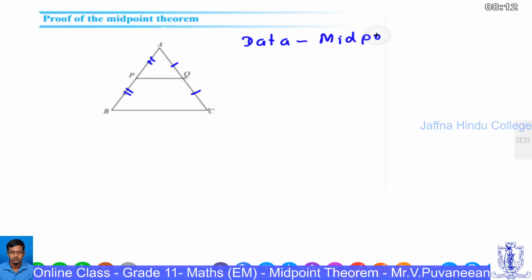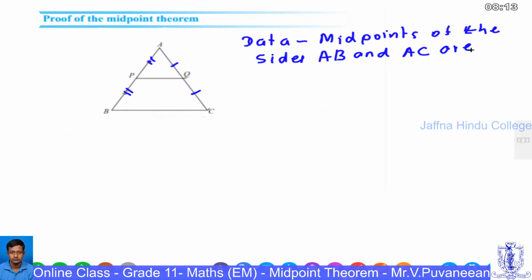So we can write: the midpoints of the sides AB and AC are P and Q.